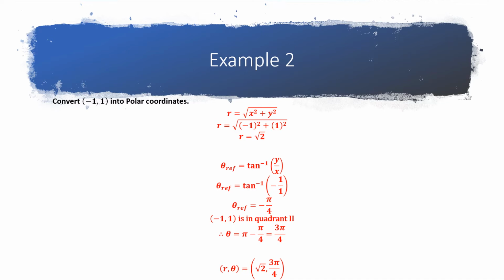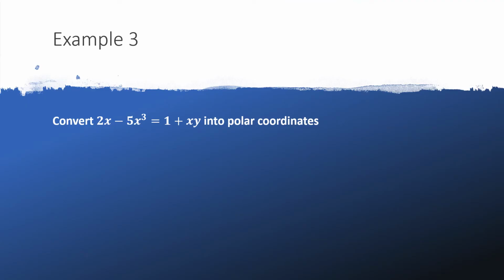So the catch to this, or the trickiest part of this, is just making sure that that theta falls in the proper quadrant that represents the rectangular coordinate that we're looking for. All right, so next we have an equation that we want to convert to polar. So we have a rectangular equation of 2x minus 5x cubed equals 1 plus xy. That's rectangular, and we want to take it to polar.